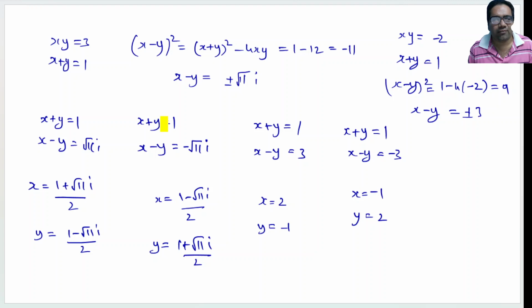x plus y is 1, so y is 1 minus x. So 1 minus x is 1 minus of 1 minus root 11i by 2, which is 1 plus root 11i by 2. Here 2x equals 3 plus 1, so x equals 4 by 2, which is 2, and since x plus y is 1, y is minus 1. Here 2x equals minus 2, x equals minus 1, y equals 2. So we have these four solutions.